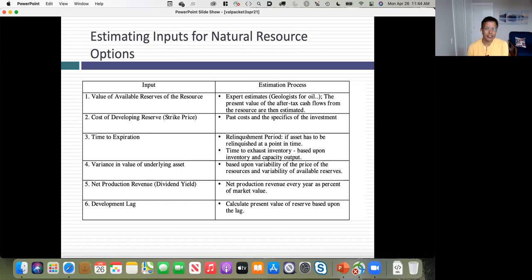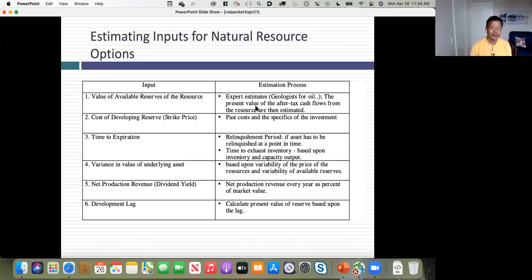The time to expiration is a little tricky. Most oil companies don't get their reserves in perpetuity. They usually bid for them in auctions, and they're given the right to develop those reserves for the next 15 years, the next 20 years, the next 25 years. That life becomes the life of the option, however much time you have to develop those reserves. So that becomes the T in the option.